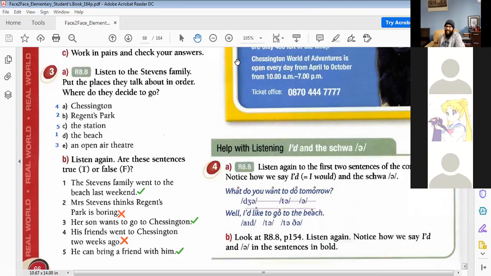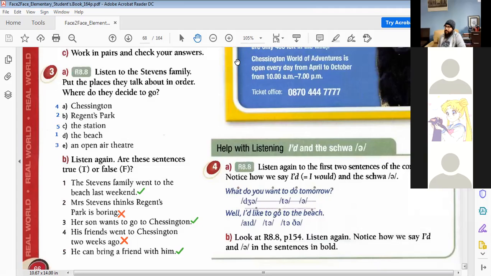I'd rather stay at home. Yes, you told us about this rather. Yeah, they use it a lot in the UK, actually. The British people like to use it. Americans, they don't use it very much. I think it's one of the old words that the British still use, but Americans don't.